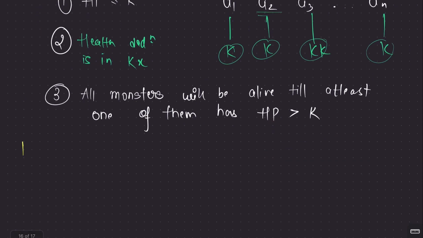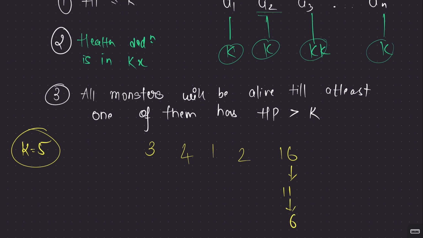So let's just take an example. K equals 5. Okay. So we deal a damage of 5 per blow. And all the monsters will be alive till at least one of them has HP greater than K. Fine. Let's say the HPs are like this: 3, 4, 1, 2, and maybe 16. So you can see here, one of the monsters has health greater than K. Fine. So this is the monster that we will pick, right? So the 16 will become 11. Still 11 is the highest. This 11 will become 6. Still 6 is the highest, greater than K, right? And this 6 will become 1.